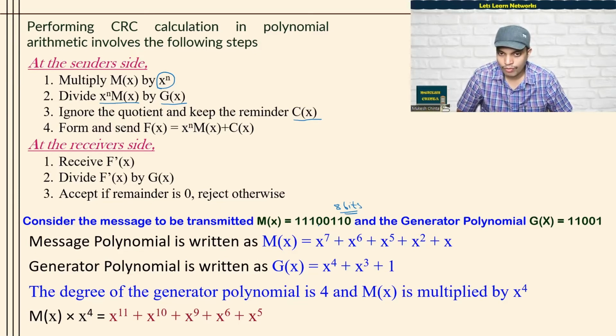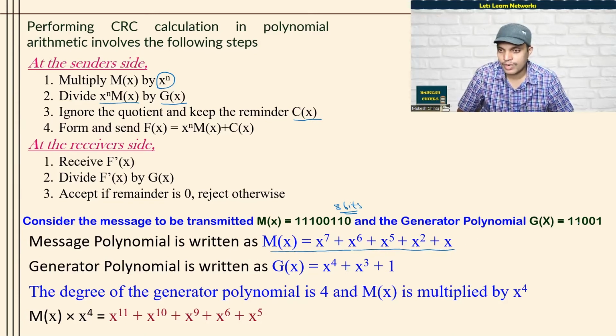And then there is a 0 in x cube. So there is no x power 4 and there is no x cube. For x square, there is 1, I put it there. For x, there is a 1, I put it. For x power 0 position, there is a 0, so there is no constant term. So this is my message polynomial m of x in polynomial format.